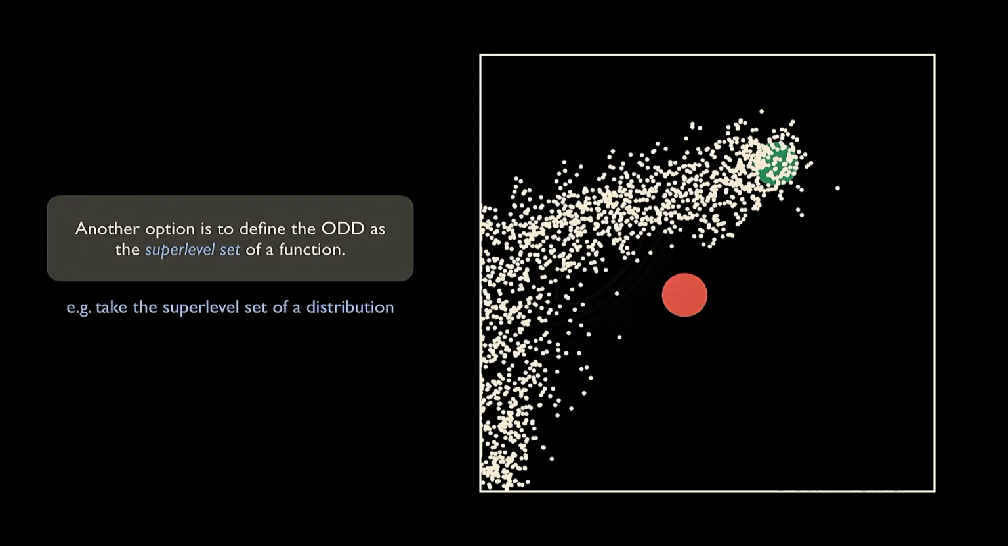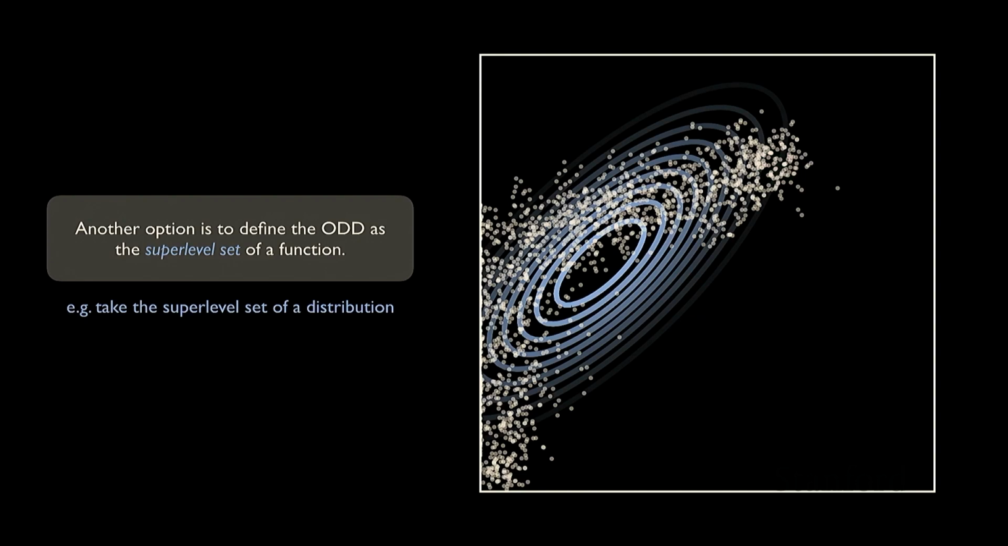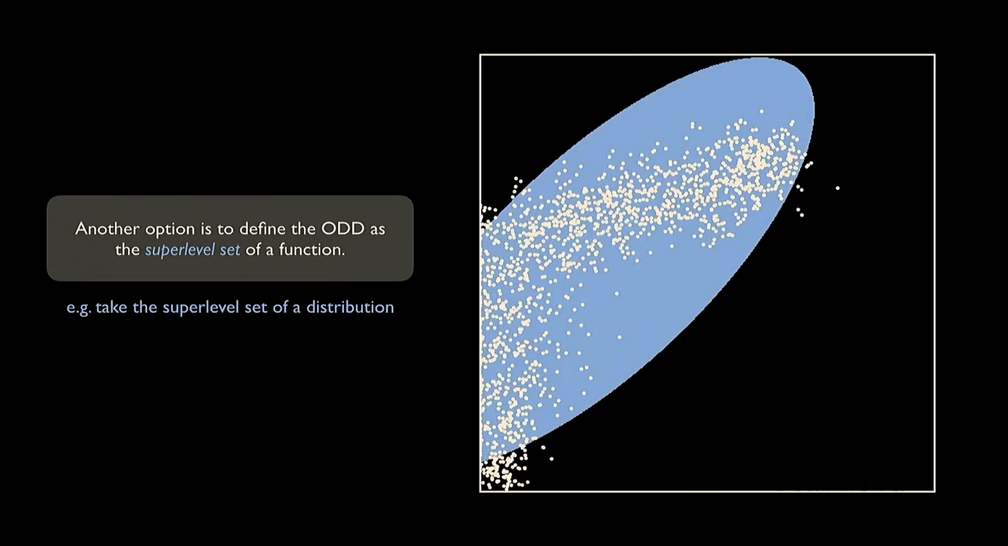And so what we could do is just fit a distribution to our data. So maybe we fit a multivariate Gaussian to our data set. And then we say, we'll take the super level set of the probability density of this distribution. So we'll say if the density is high enough in this distribution at our point, then we'll include it in the ODD, otherwise not. So taking the super level set would give us some set like this. But this doesn't look great.